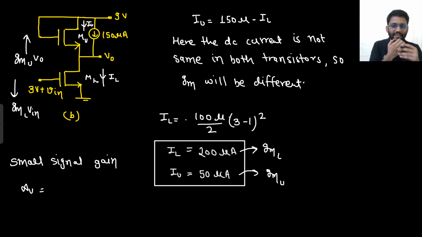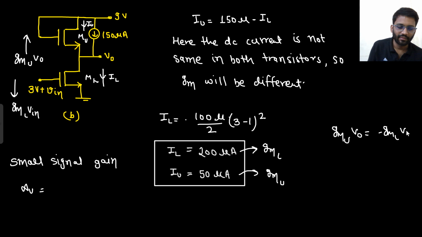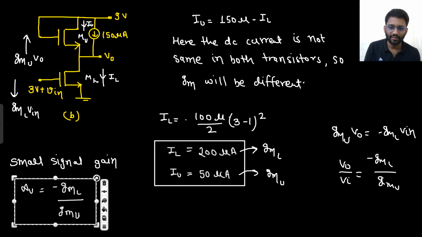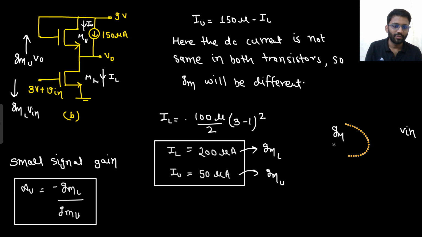Did I do the calculation right? V naught by V in would be GML divided by GMU actually. GMU V naught is equal to minus GML V in. So V naught by V in would be minus GML divided by GMU. This would be your V naught by V in. So minus GML divided by GMU. So you need to find the ratio, right? This calculation you can do. So eventually we need the ratio only.